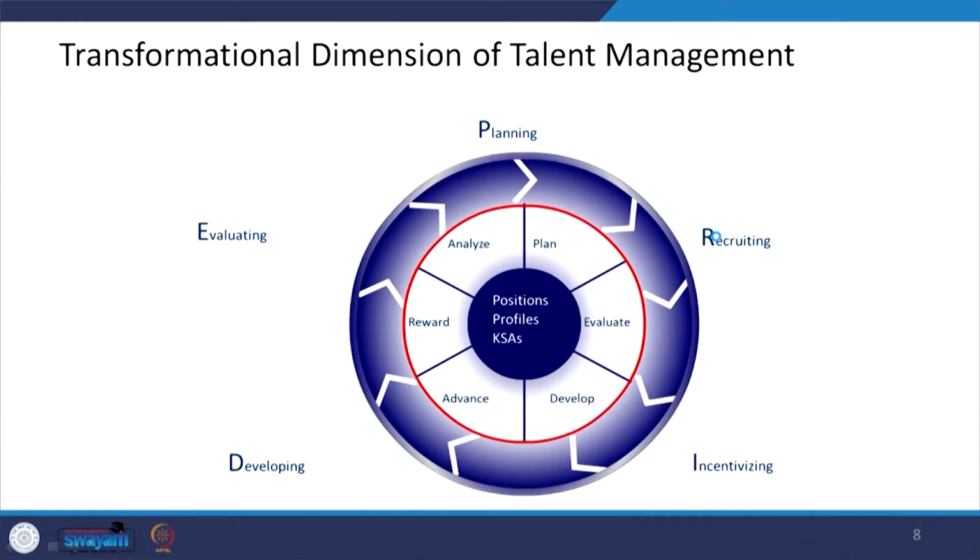How do you develop them? By incentivizing, motivating them. These are the incentives which will be provided to you, and on the basis of those rewards, because talent will be attracted towards the rewards. Rewards may be monetary, may be non-monetary. I am not saying that talent will be attracted only to the monetary rewards. Talent may be attracted to the non-monetary rewards. Example is empowerment to take decisions.